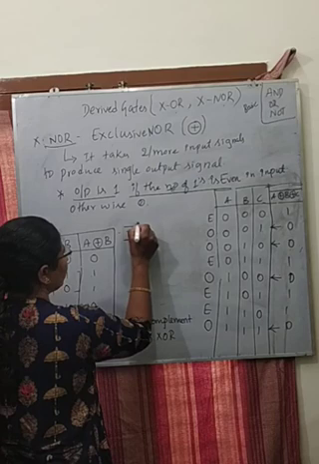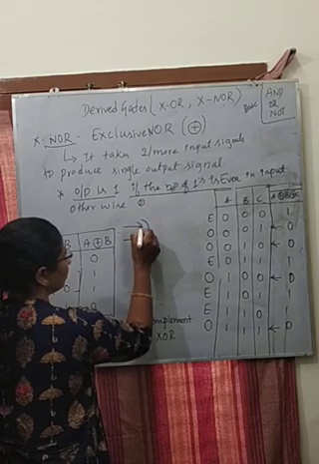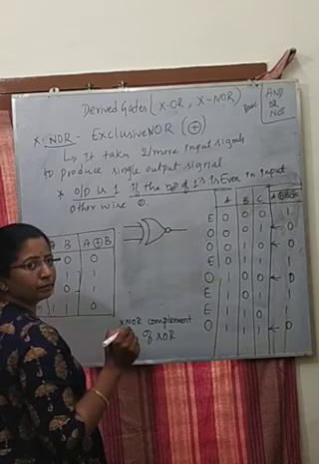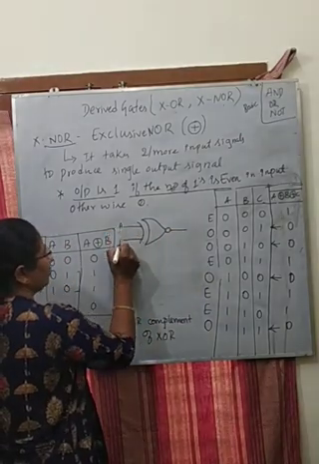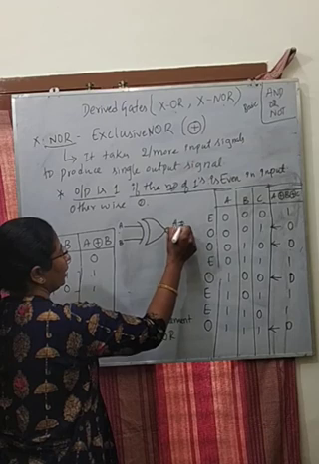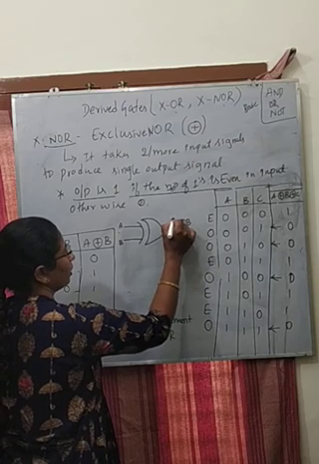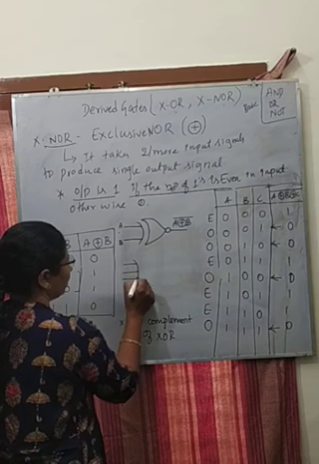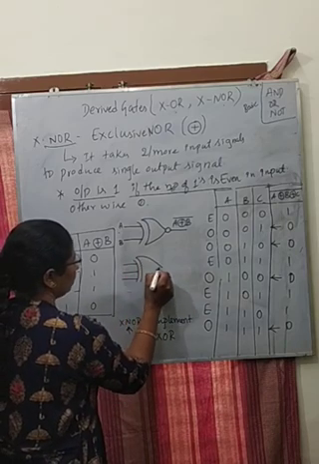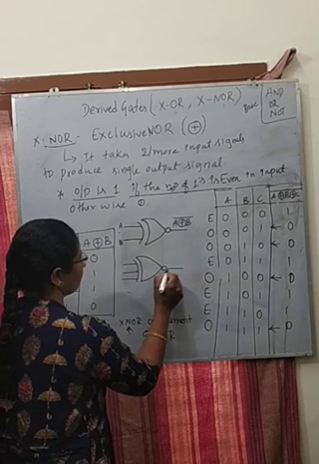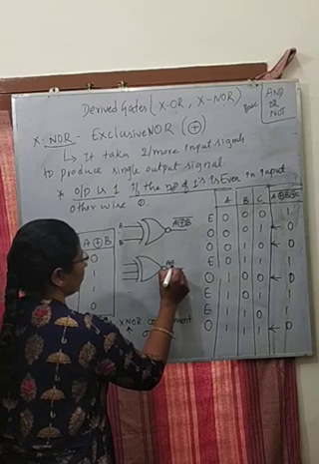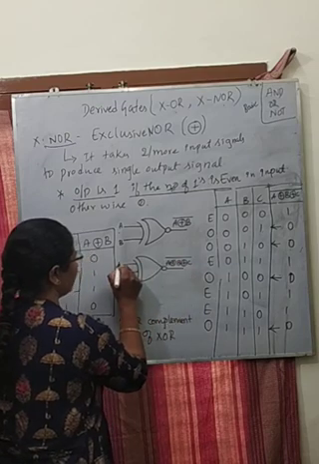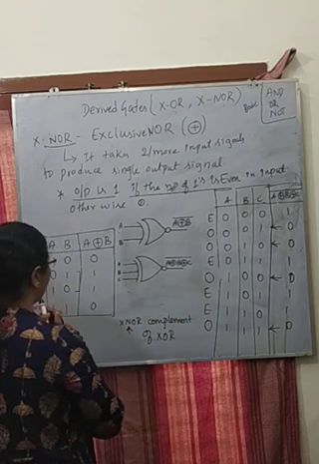The same circuit diagram, with a bubble in front of the output. A plus or B, complement the result. Similarly, write for 3 variables also: A plus or B plus or C, complement, A, B, C.